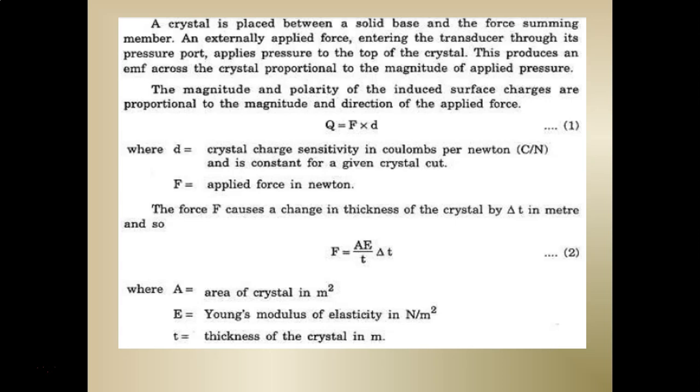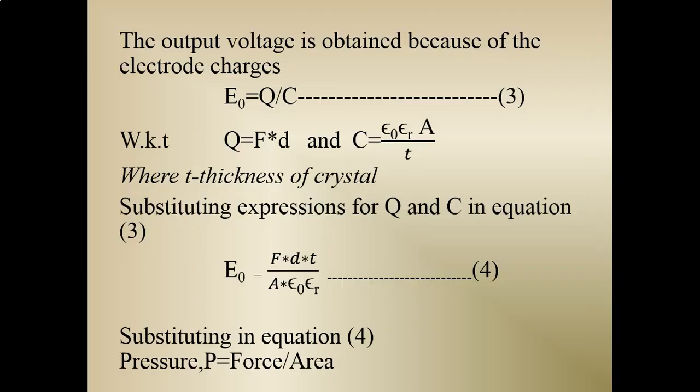The force F causes a change in thickness of the crystal by del T. So when we apply stress, there will be a change in the shape of the crystal, and that is given by del T. So F is given as A E by T into del T, where E is the Young's modulus of elasticity in Newton per meter square, A is the area of the crystal, and T is the thickness of the crystal.